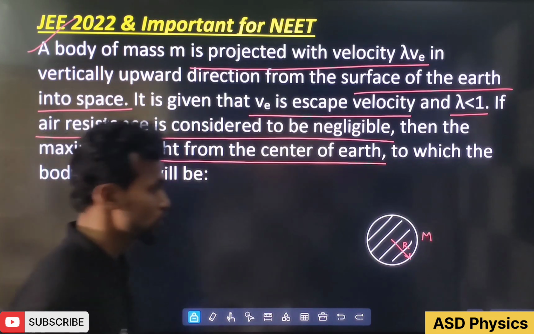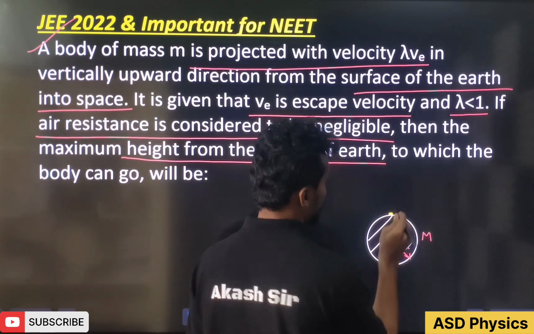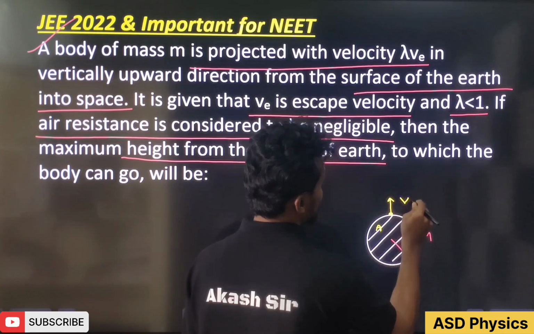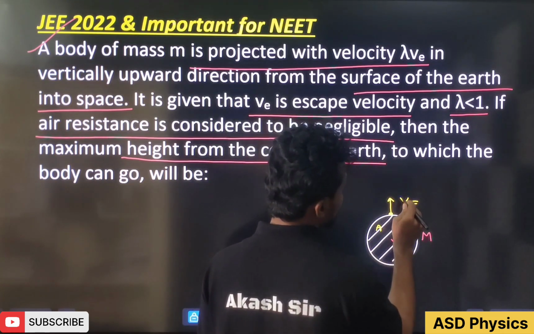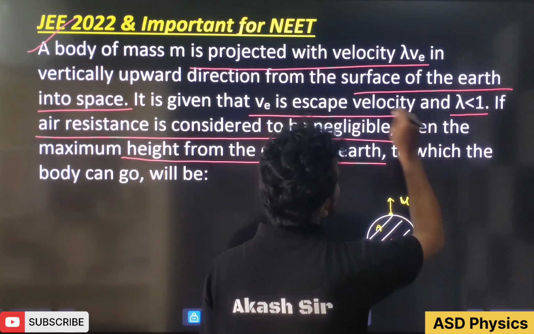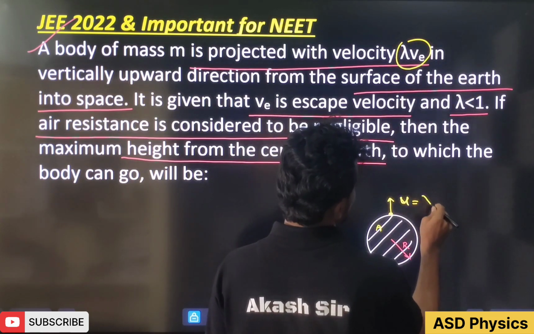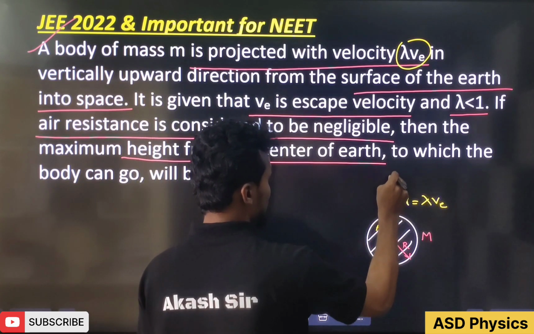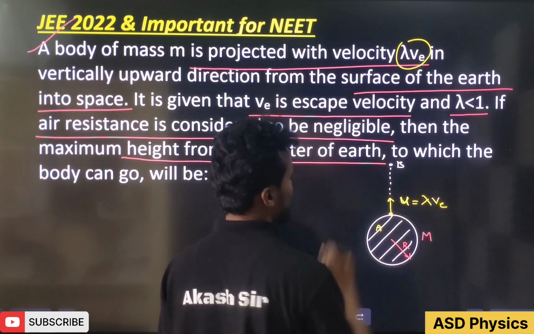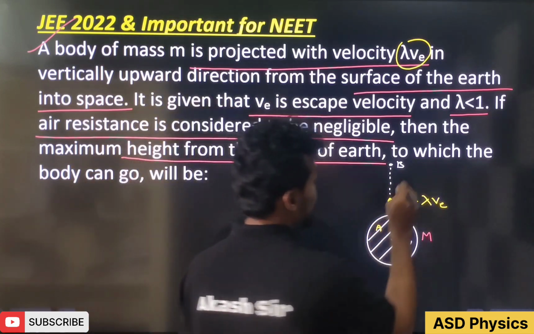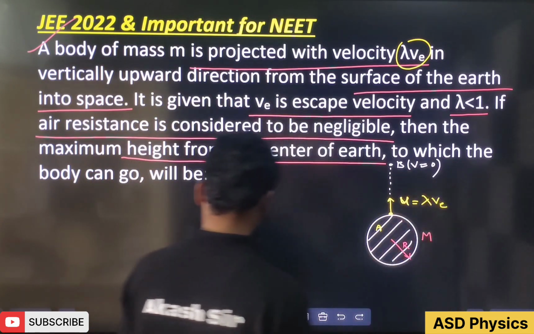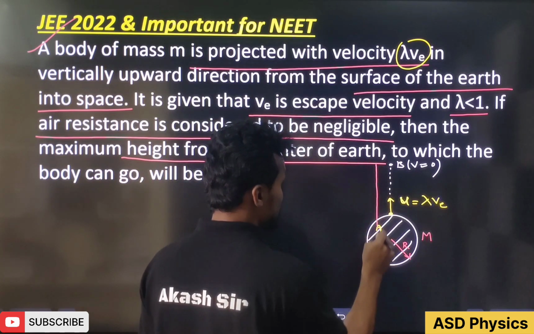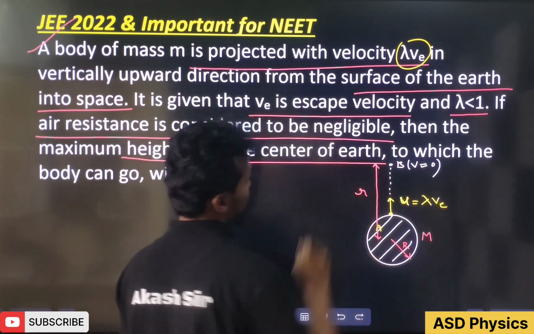So first, let's take this as the surface of Earth, and I have taken point A. From here we are going to project one body. How much speed is given? Let's take U, which is given as lambda VE. It will go in the upward direction like this. Let's take point B: when it reaches the maximum height, the velocity will become 0. We have to calculate the distance from the center, that means this distance, small r.